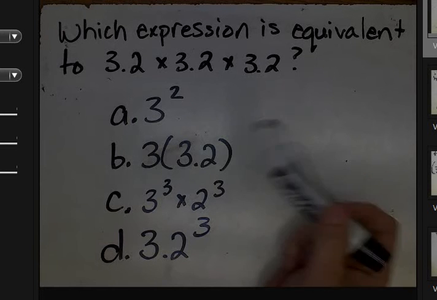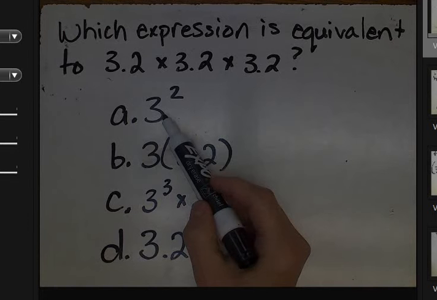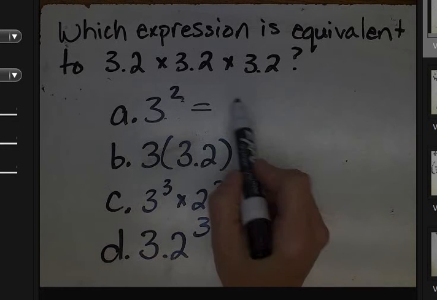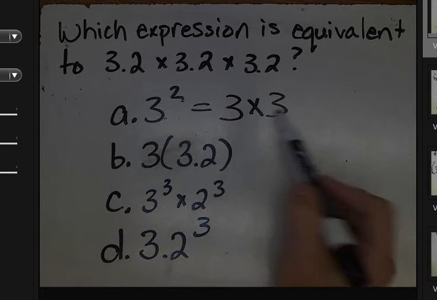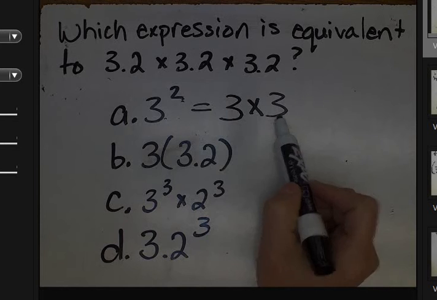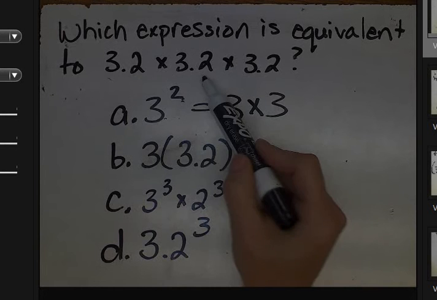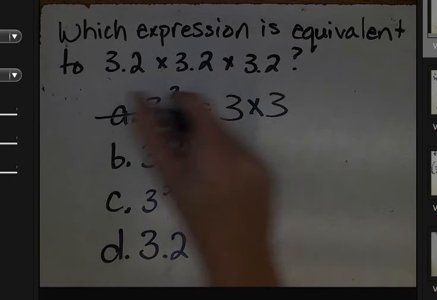What I notice about A is I have 3 to the power of 2. Well, I know that 2 is an exponent and 3 is my base, so I recognize that that means 3 times 3. Well, 3 times 3 is not the same as 3 and 2 tenths times 3 and 2 tenths times 3 and 2 tenths. So A is not my option.